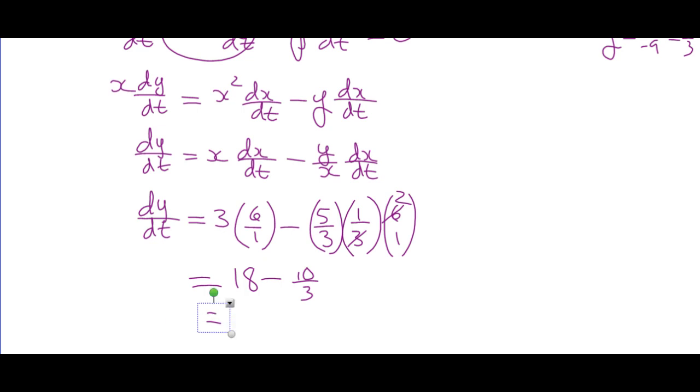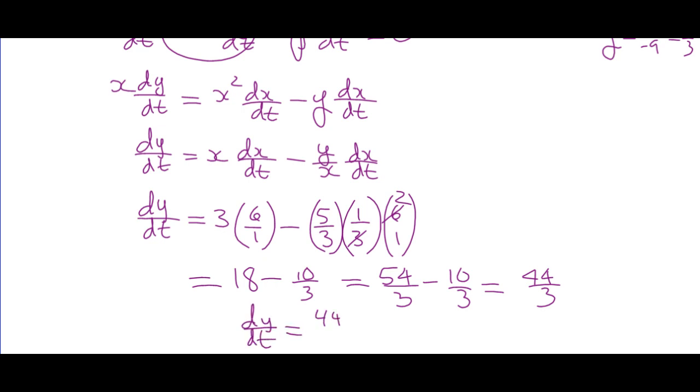I'll just go across. So 54 thirds minus 10 thirds. Okay, so dy by dt is 44 over 3. Okay, and that's what we wanted.